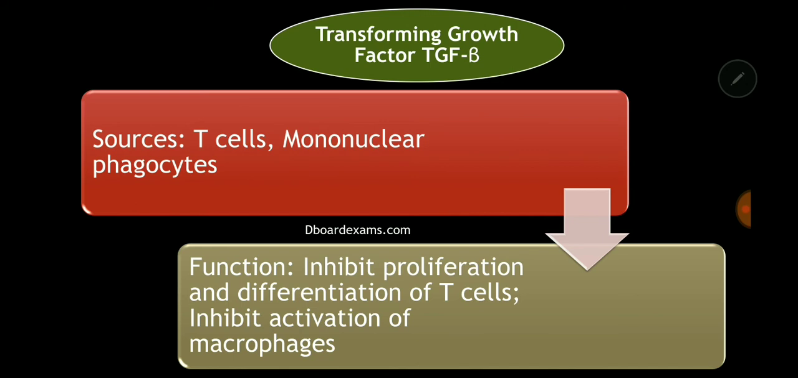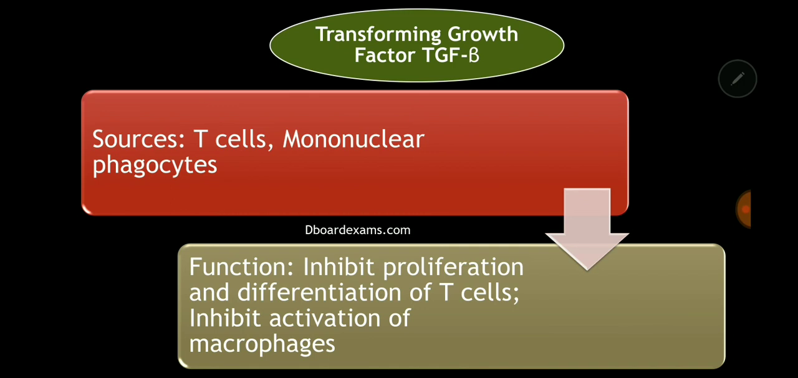All right, and then we have the transforming growth factor, or TGF beta, and the source is the T cells and mononuclear phagocytes, and it functions to inhibit proliferation and differentiation of T cells, and also inhibits activation of macrophages. So the transforming growth factor helps to control the immune response. It dampens down the immune response because it prevents the proliferation of the T cells and of macrophages.